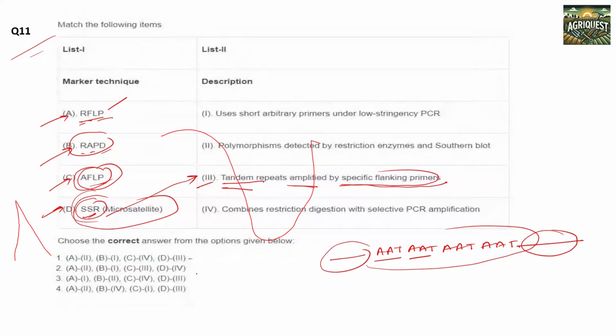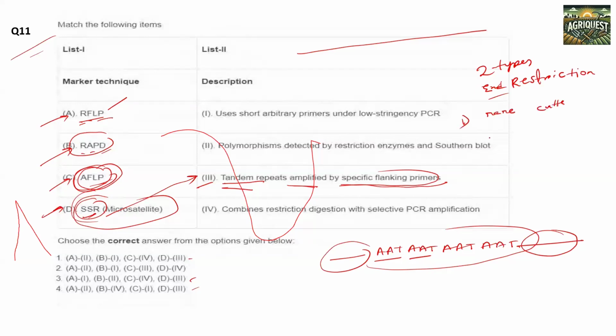Maybe you can also check AFLP. In the AFLP method, what is done? Two types of restriction endonuclease enzymes are used. One is the rare cutter. This is the first type of restriction enzyme. The second is the frequent cutter.